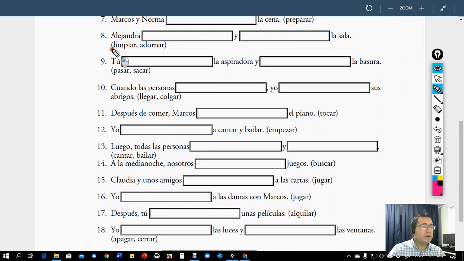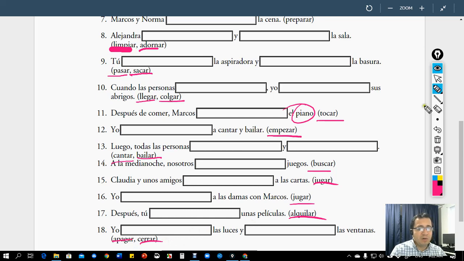So we have limpiar, adornar, to clean, to decorate, pasar, to pass, sacar, to take out, llegar, to arrive, colgar, to hang, tocar, to play, in this case to play the piano, empezar, to start, cantar, to sing, bailar, buscar, to seek, jugar, jugar again, alquilar, to rent, apagar, cerrar.